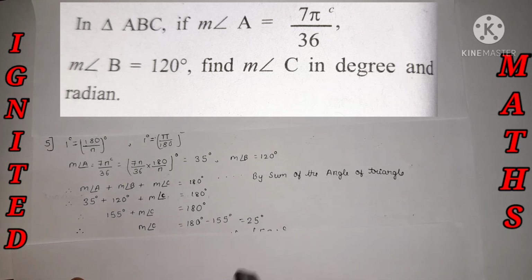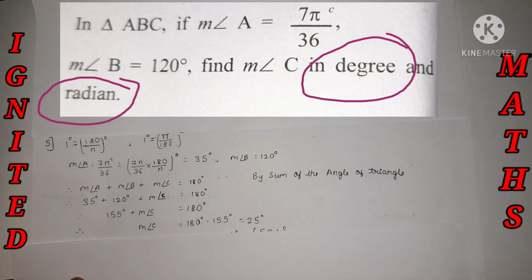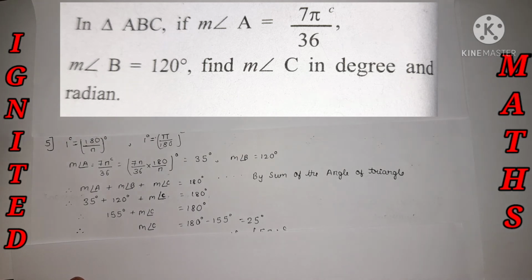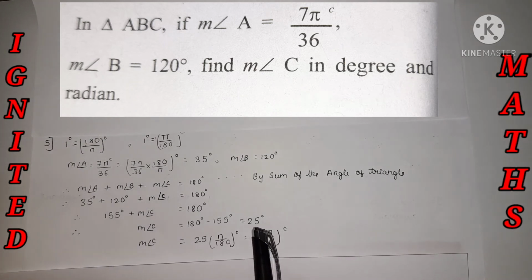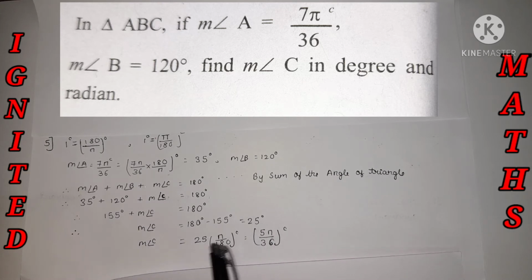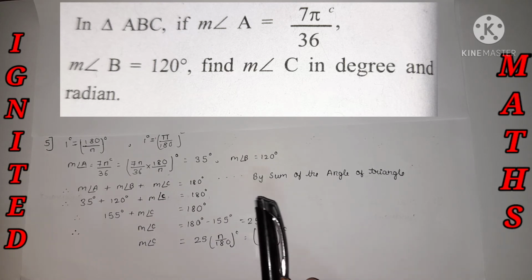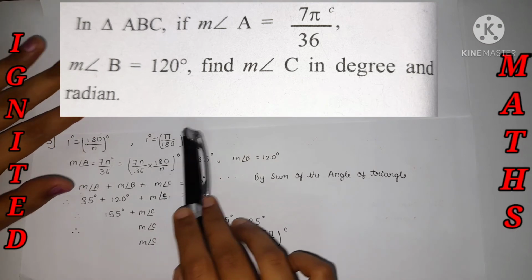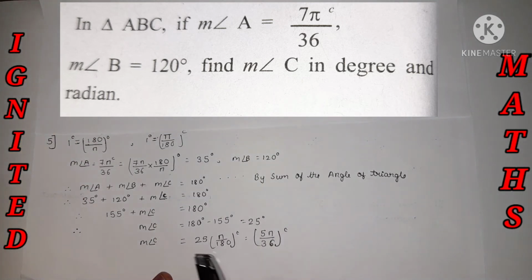Now each and everything we have put in degree form. Now we need to convert into radian, because the question is asked in degree and radian. So the measure of angle C is 25 degree. Okay, we need to convert it into radian. So 1 degree is equal to pi by 180 radian. That's what we have mentioned over here. If we do the calculation, we will get 5 pi by 36 radian.